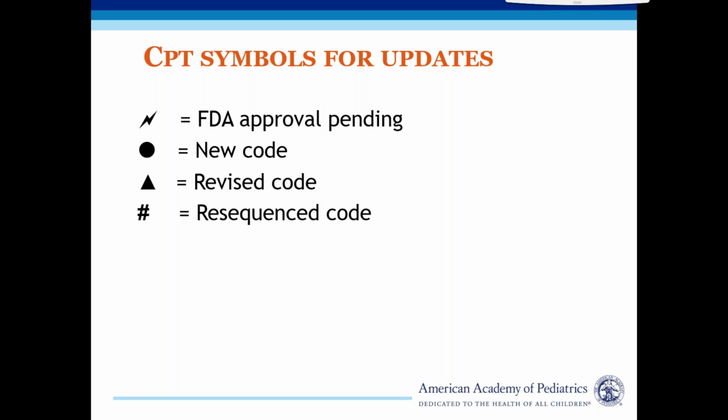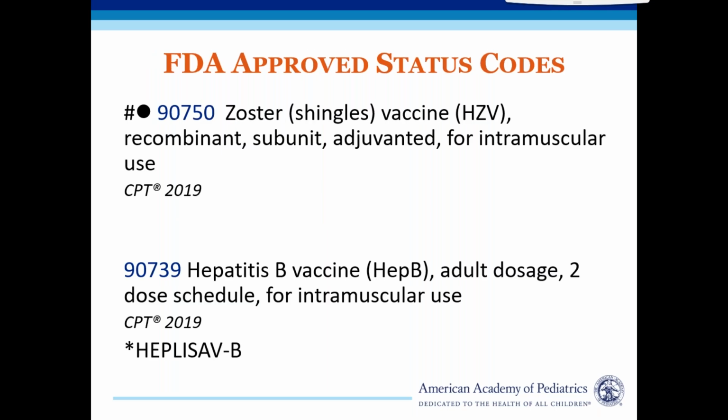So we don't have too many updates for the 18-19 coming year, but there are a few. This is just a reminder, we mentioned the FDA approval pending lightning bolt. If you see a dot in front of a code that's changed, that's a new code. A triangle means it's been revised, and the hashtag simply means it's been resequenced.